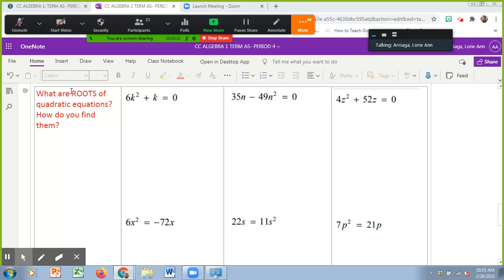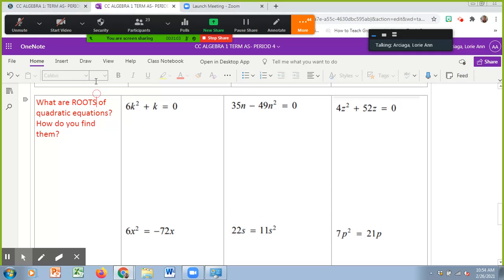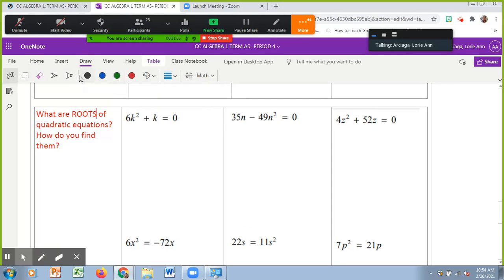Okay, so we're gonna do the same thing that we were doing earlier, but with a little tweak. We are going to talk about roots right now. So what are roots? I thought only trees have roots. Roots are numbers that make an equation zero.